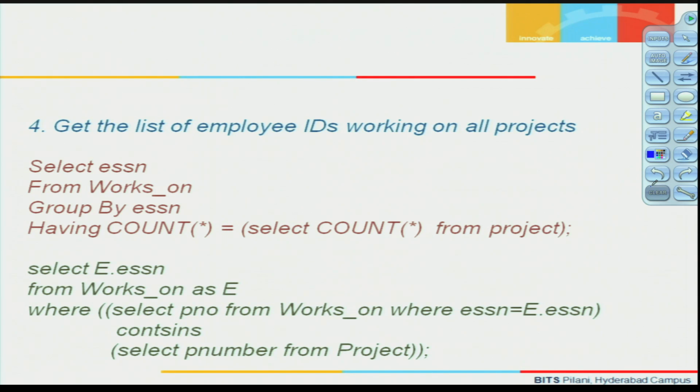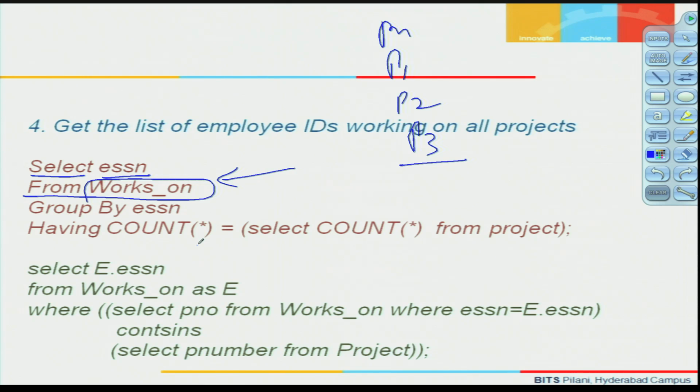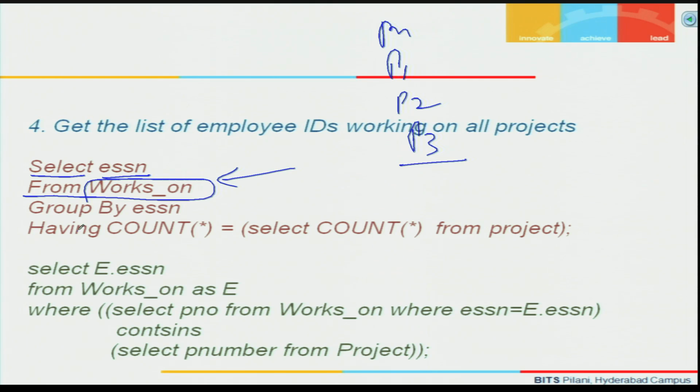Get the list of employee IDs working on all the projects available in the company. I can solve this by using the group by operation. Select ESSN from the works on table. The works on table will give me the information about which employee is working on which project. Let us consider only 3 projects, P1, P2 and P3. If there are 3 tuples for a given employee in the works on table, that indicates that he is working on all the projects. If there are only 2 tuples in the works on table for a given employee, it indicates that he is working on only 2 projects. Using that logic, I am going to solve this problem.